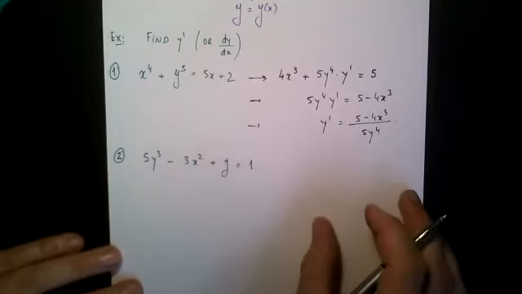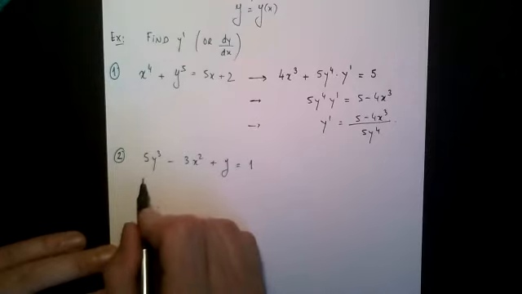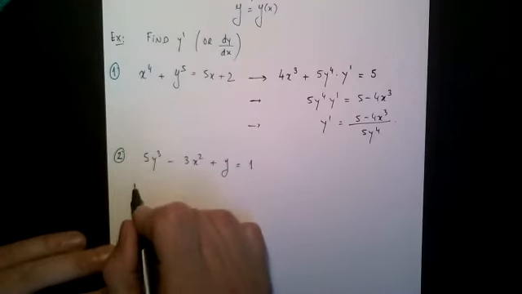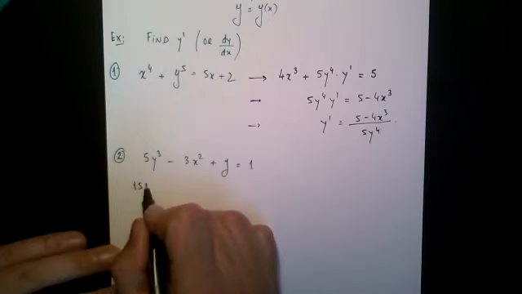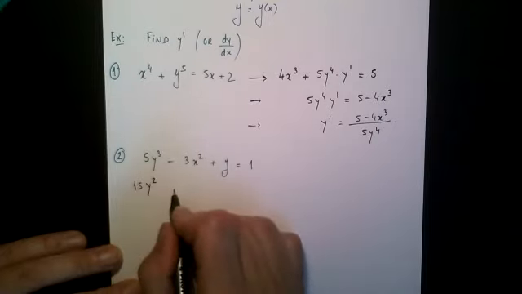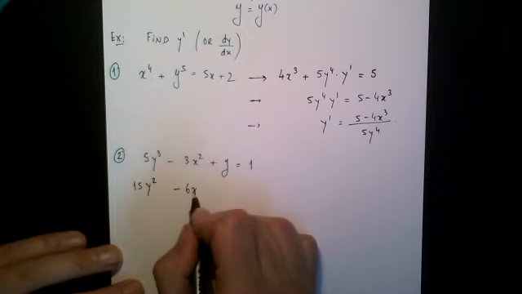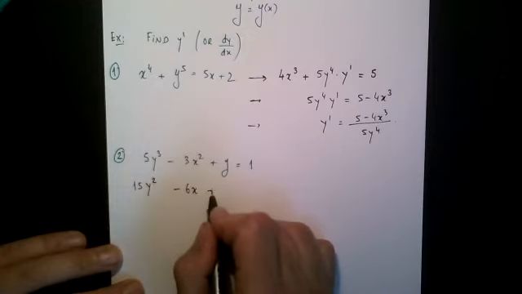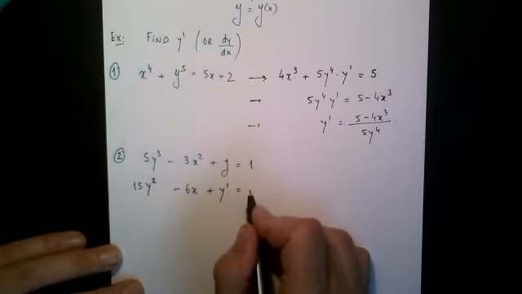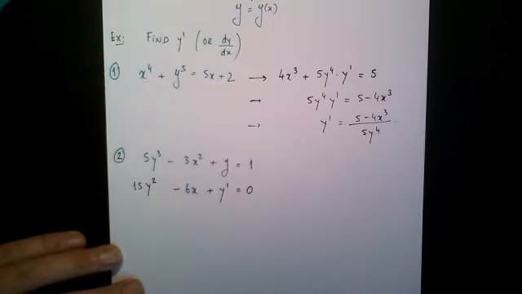I'm going to derive the left side. So I get 15y^2, right? Minus 6x plus the derivative of y, which is y prime, equals 0. Is that okay?